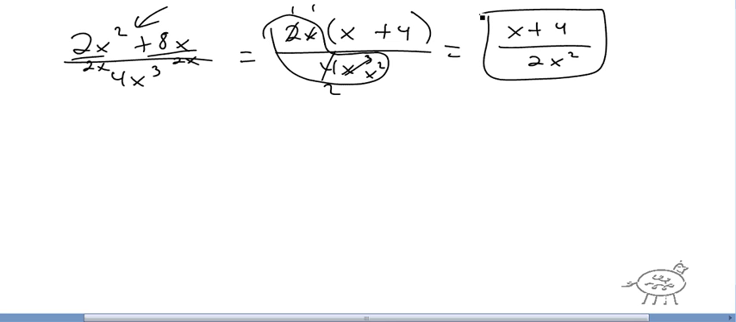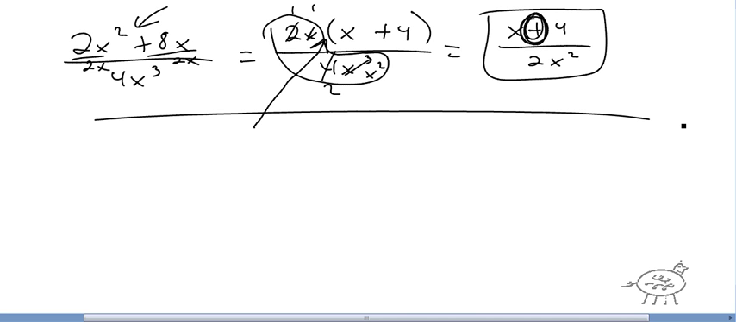Okay, that's it. And again, don't look at the problem and go, hey, I can cross off the x and the x squared and the 2 and the 4. Nope, you can't because of this baby right there. There's an addition sign between them. You can't cancel it out. I could cancel out here where I originally did because I had 2x times parentheses x plus 4. There's multiplication. Okay, very, very important.